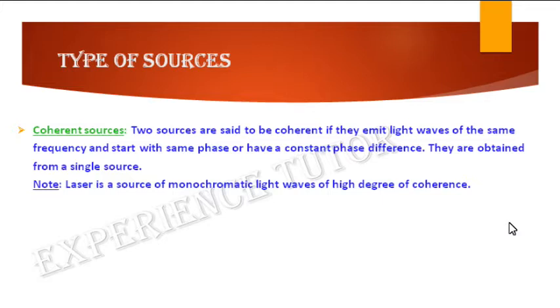So what are coherent sources? Two sources are said to be coherent if they emit light waves of the same frequency and start with the same phase or have a constant phase difference. They are obtained from a single source. Note, laser is a source of monochromatic light waves with a high degree of coherence.